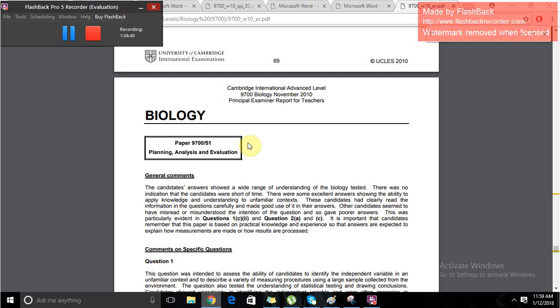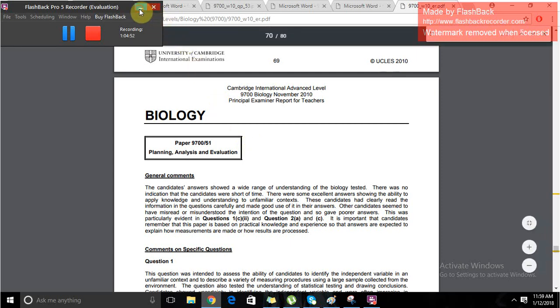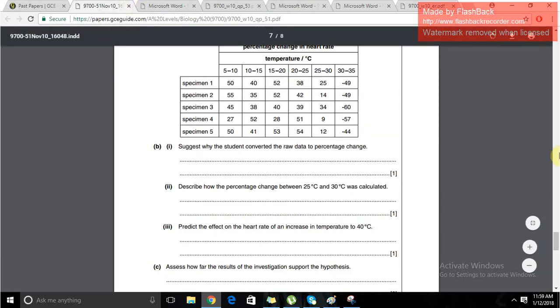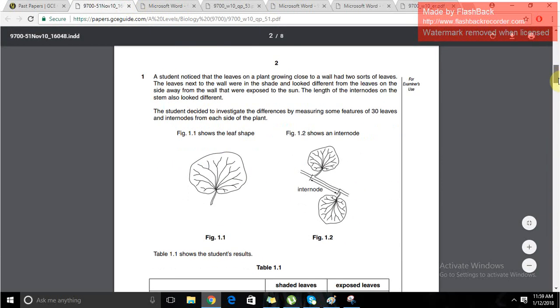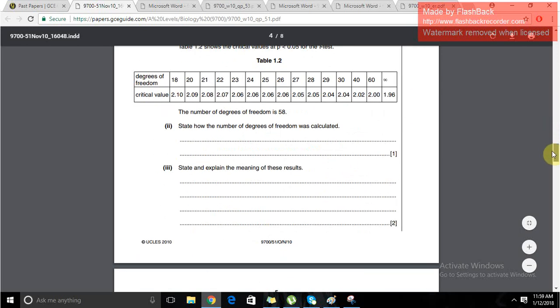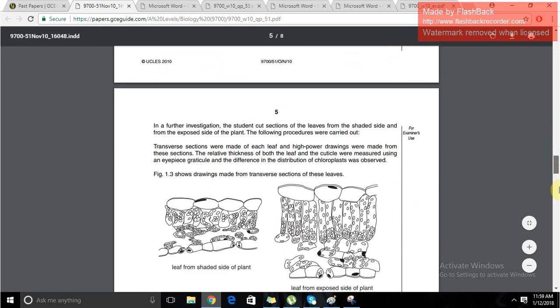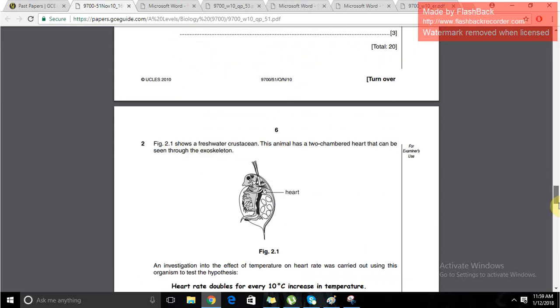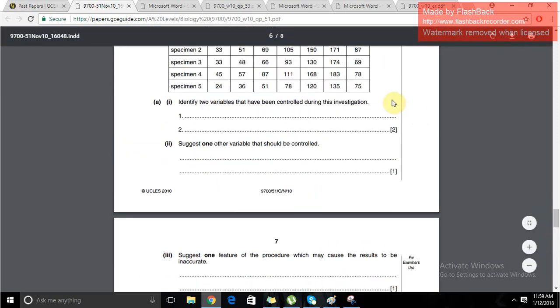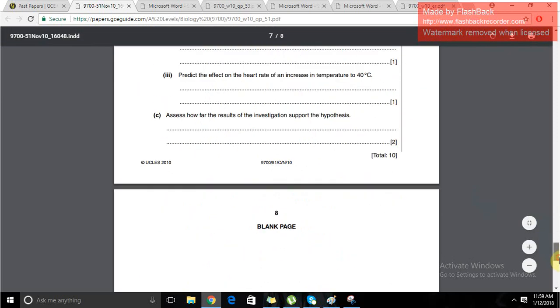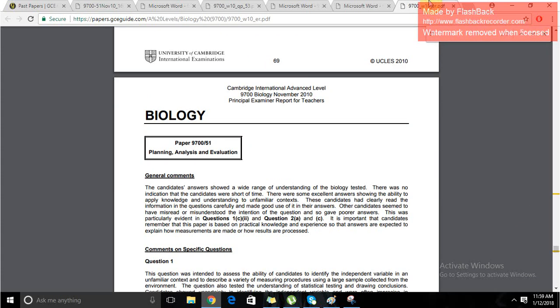Other candidates seem to have misread or misunderstood the intention of the question and so gave poorer answers, and this was particularly evident in question 1C2 and 2A and C. Let's see what they're talking about. Question 1. And question 2, A and C. Yeah, seemed easy in my opinion.